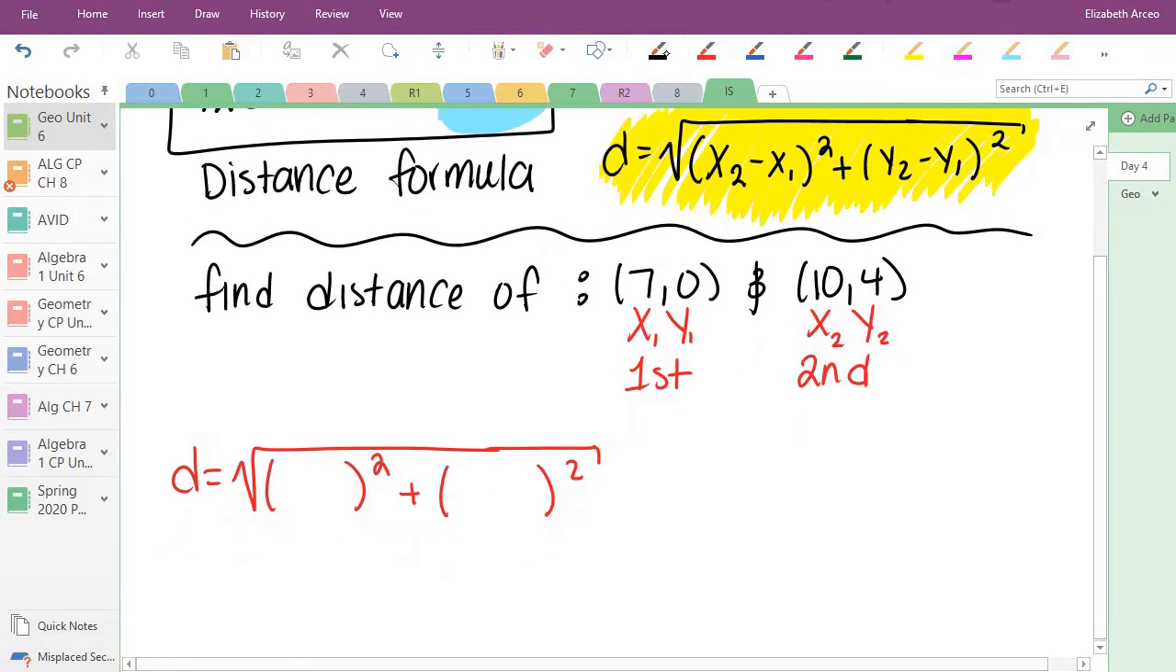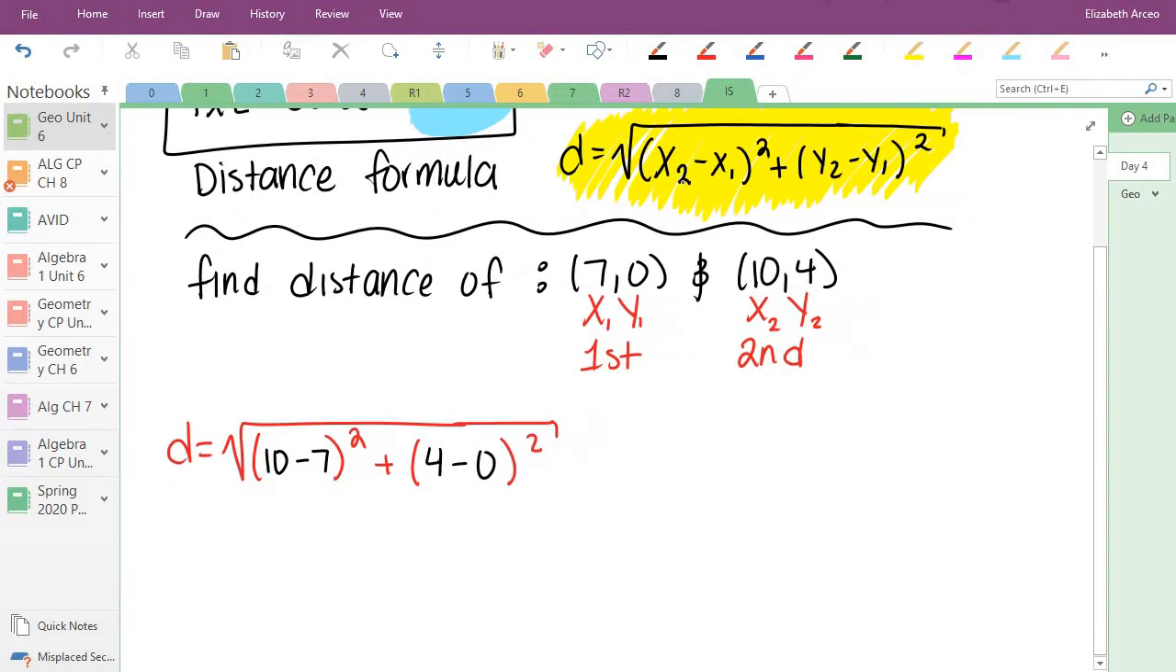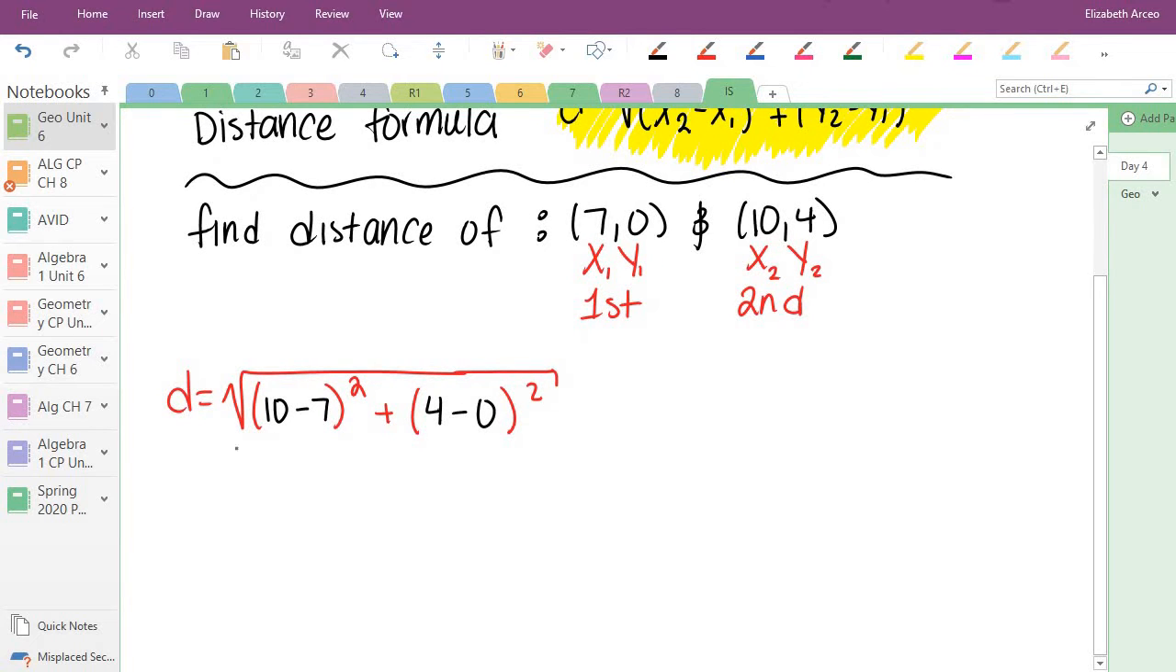So I just left some space for the values. Starting with the first parentheses, it tells you to take the second x first. So the second x would be this 10, subtract it from the first x, which is 7, and then the second y, which is 4, subtract it from the first y, which is 0. Okay, so the second value always goes first, subtract it from your first.